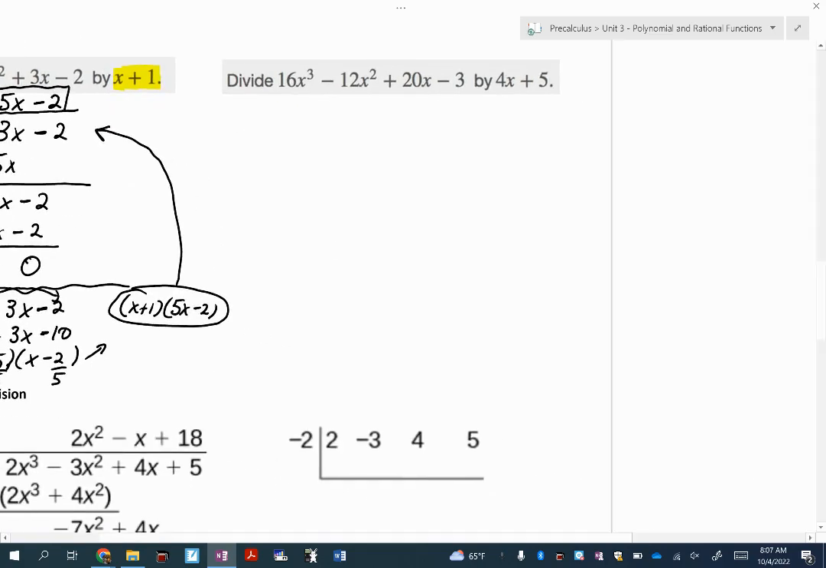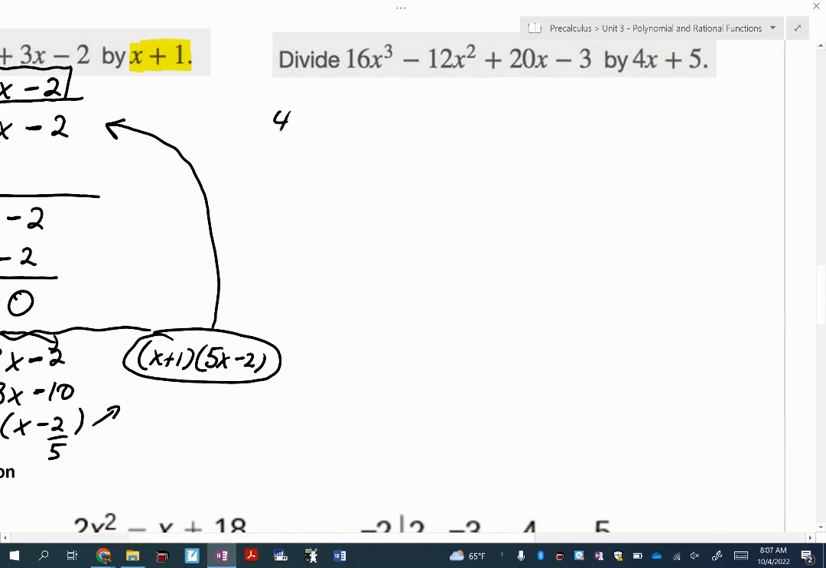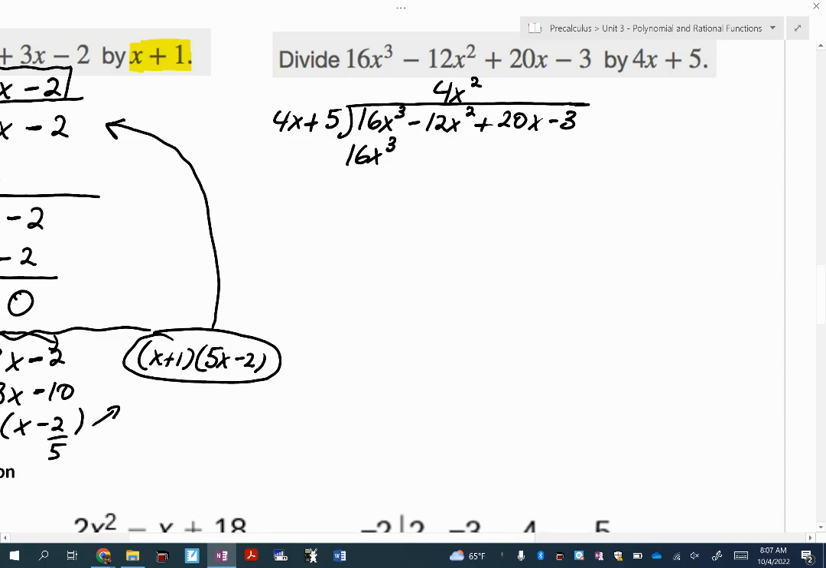All right, let's try this next one. So I'm going to put 4x plus 5 over here, and we have 16x cubed. Again, be on the lookout for anything that you're missing. I haven't had to do any placeholders yet. That is going to come later in the lesson. What's something times 4x that gives me 16x cubed? It's going to be 4x squared. So I multiply, it gives me 16x cubed. 4x squared times 5 is plus 20x squared.